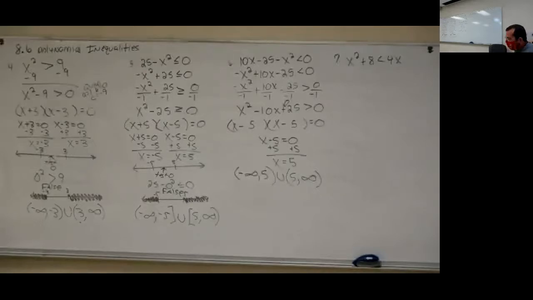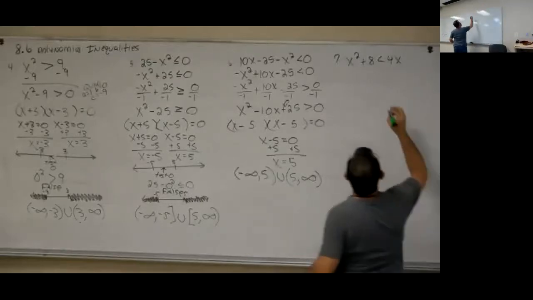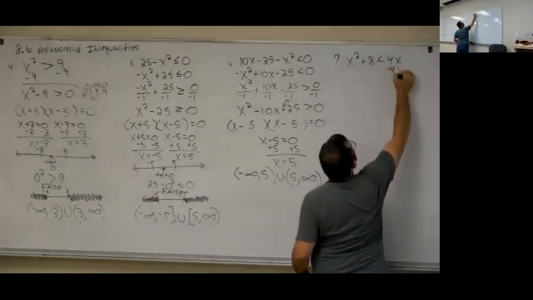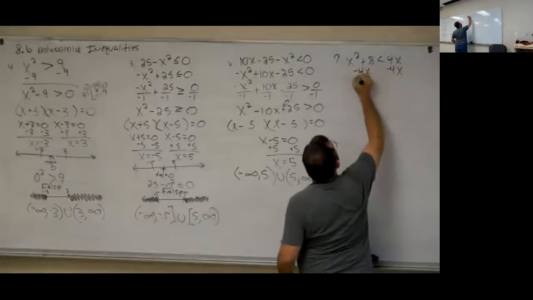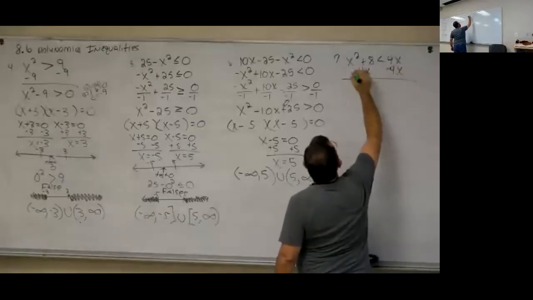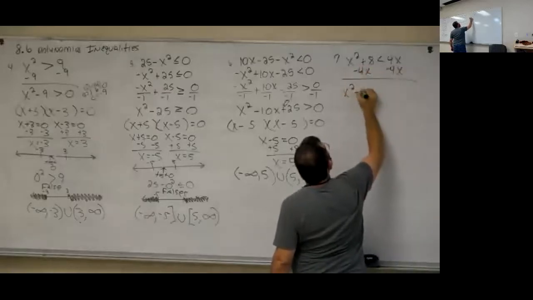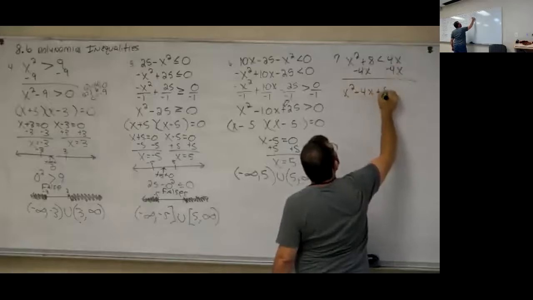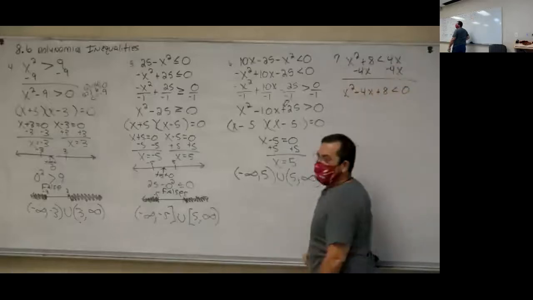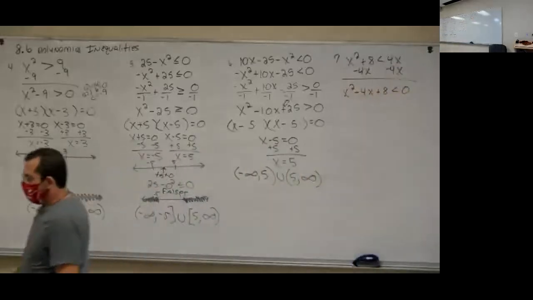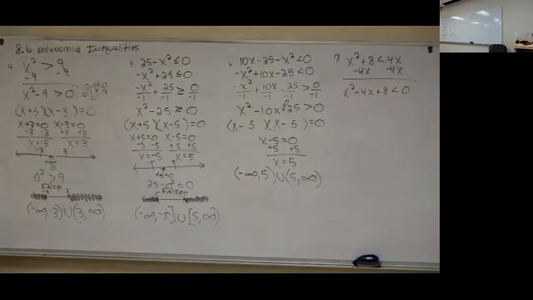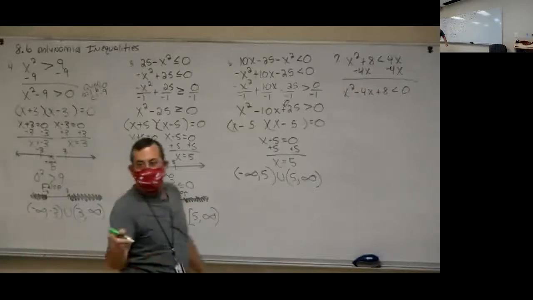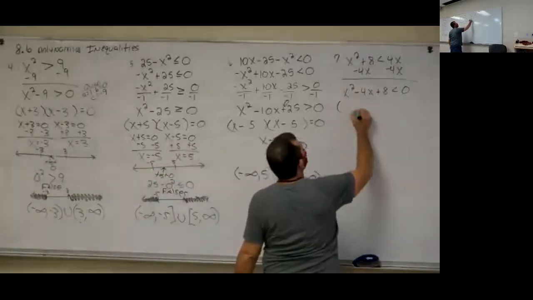All right, so on that one, I'm going to get that 4x and move it to the other side. It's going to go right in between that x squared and that 8. So we get x squared minus 4x plus 8, and that's going to be less than 0. Now, if you wanted quad, that would be 1, negative 4, 8, and move on, okay? So we're going to try to factor it because we've been doing that on every one of these.